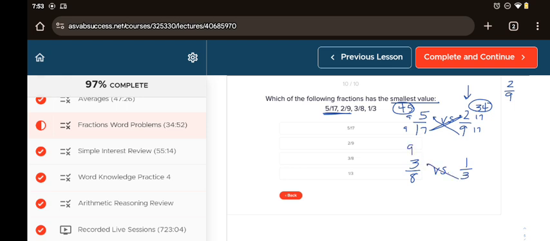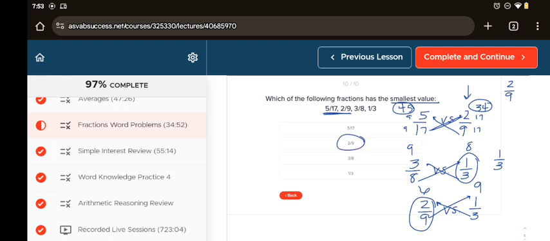I'm going to multiply across. 3 times 3 is 9, 8 times 1 is 8. So 1 over 3 is a smaller number. So these are going to move on to the next round. 2 over 9 versus 1 over 3. So we go 9 and 6, which means 2 over 9 is our smaller number. And that's it. That's our final answer.